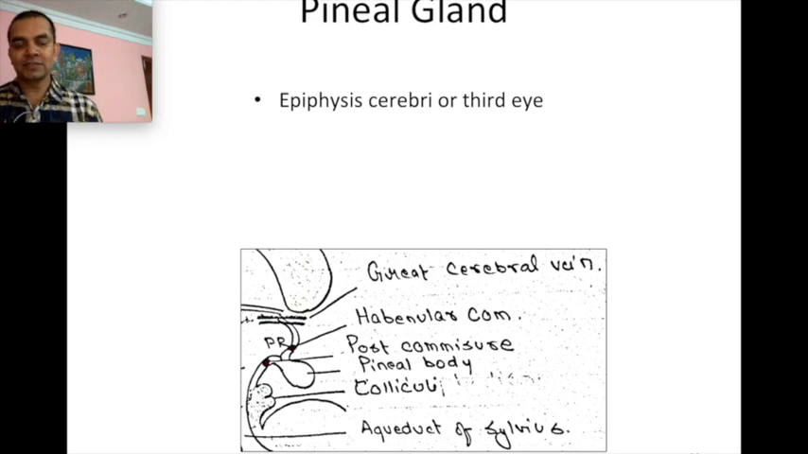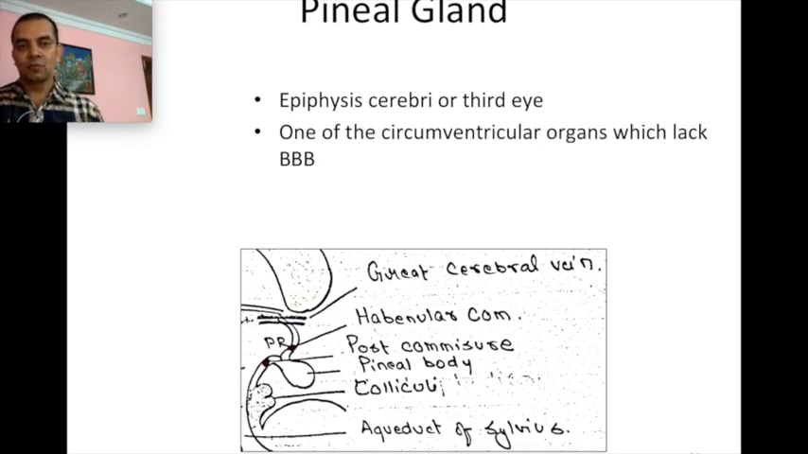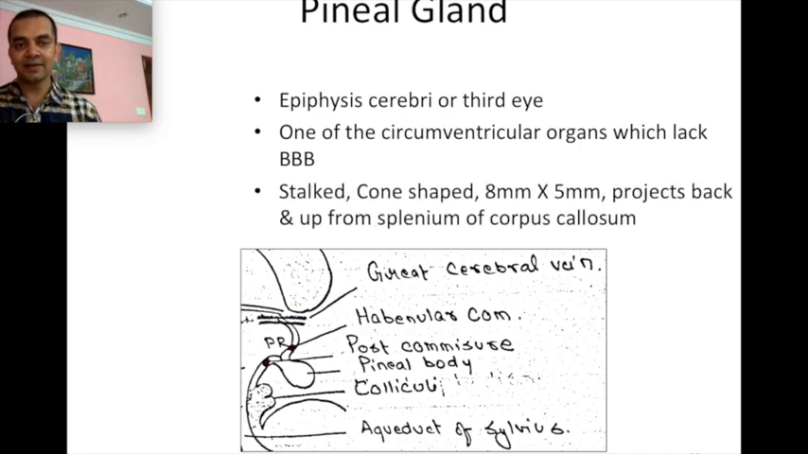The pineal gland is also known as epiphysis cerebri or third eye, one of the circumventricular organs that lack blood-brain barrier. It is stalked, cone-shaped, almost 8 by 5 millimeters in size. It projects back and up from splenium of corpus callosum.